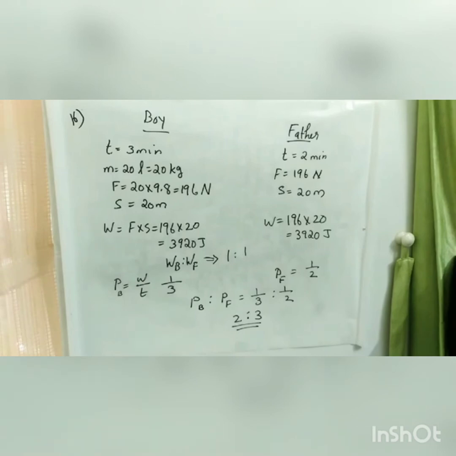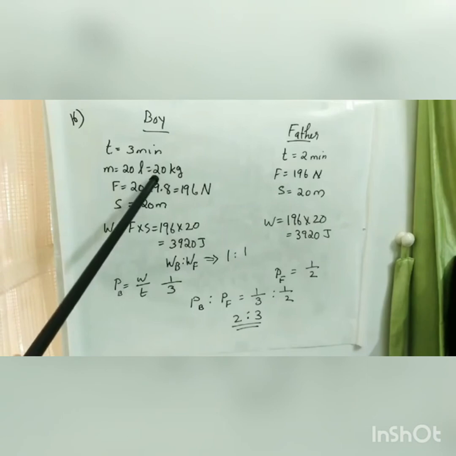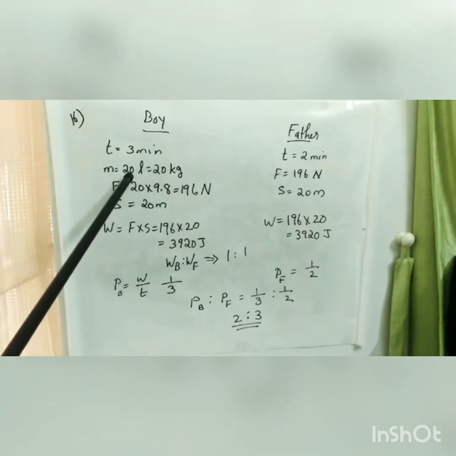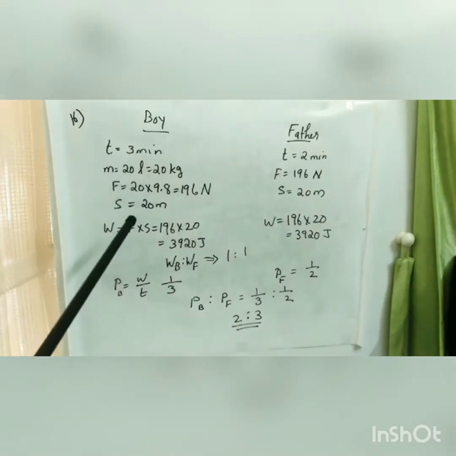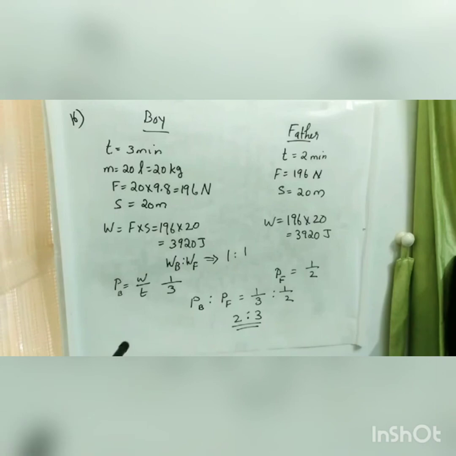How much work does each do? Take the density of water as 10 raised to 3 kilogram per meter cube. So keep in mind, if density is 1000 kilogram per meter cube, then we can take 1 liter as 1 kg. So 20 liter is 20 kg. And here it is given gravity g is 9.8 Newton per kilogram.